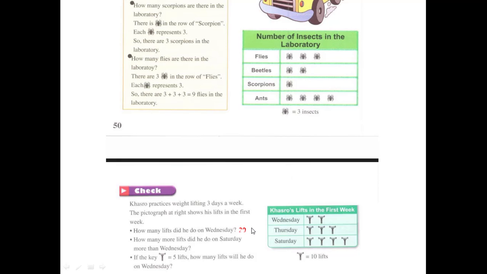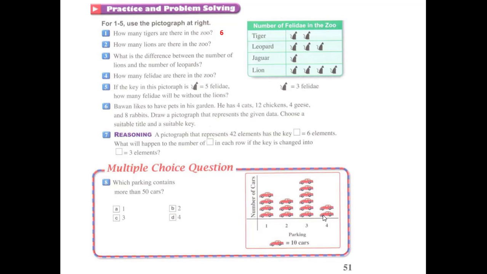Done? It's 20. How many more lifts did he do on Saturday than Wednesday? On Saturday, 10, 20, 30, 40. On Wednesday, we have just 20. So it is 40 minus 20. It's going to be 20. If each picture is equal to 5, how many lifts will he do on Wednesday? Now each one of them is equal to 5. It is 5 and 10. Okay.